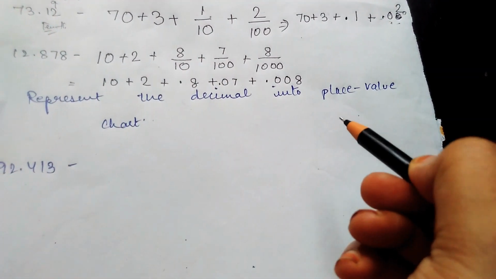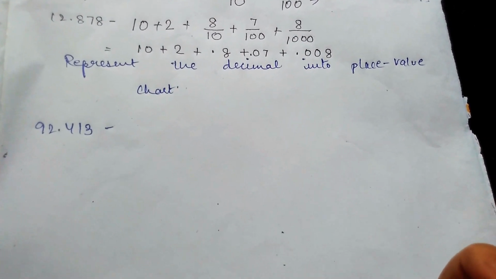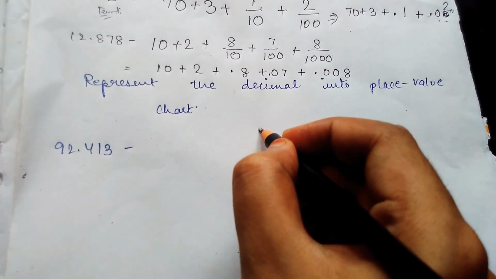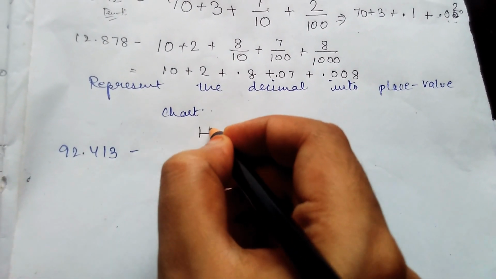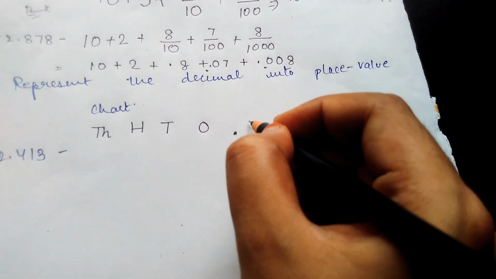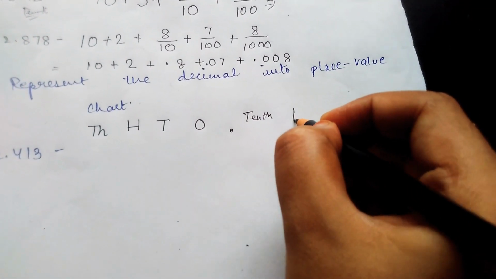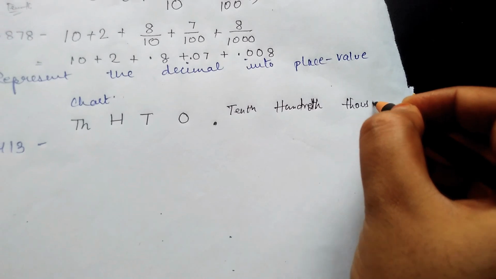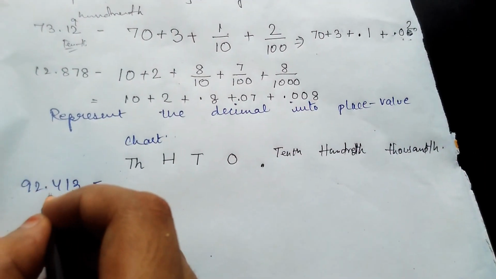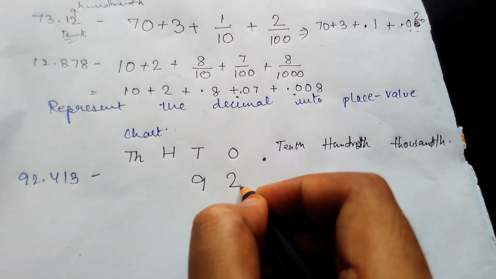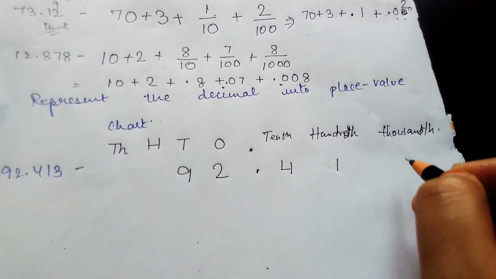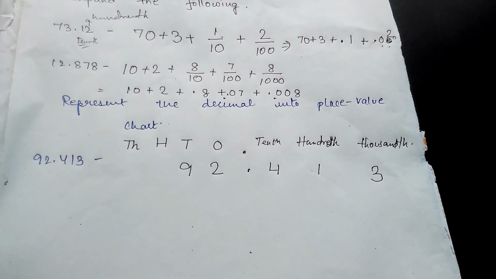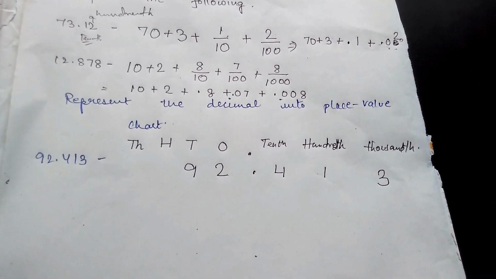Now represent the decimal in the place value chart. Now we will represent this decimal in a place value chart. So 92.413: decimal point, ones, tens, hundreds, thousands, and here tenths, hundredths, thousandths. So 92.413. Like this, simply you can represent any decimal number in a place value chart.